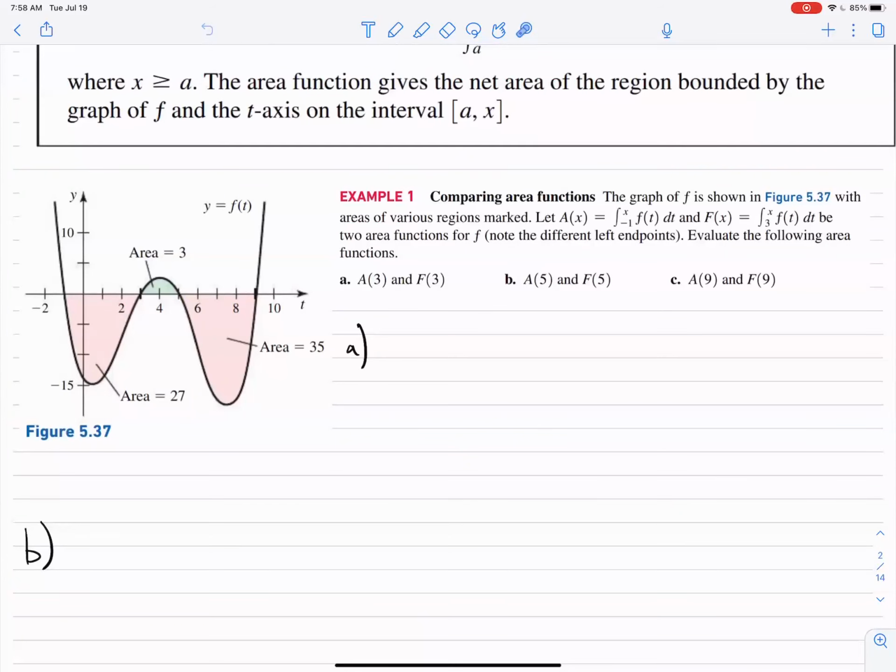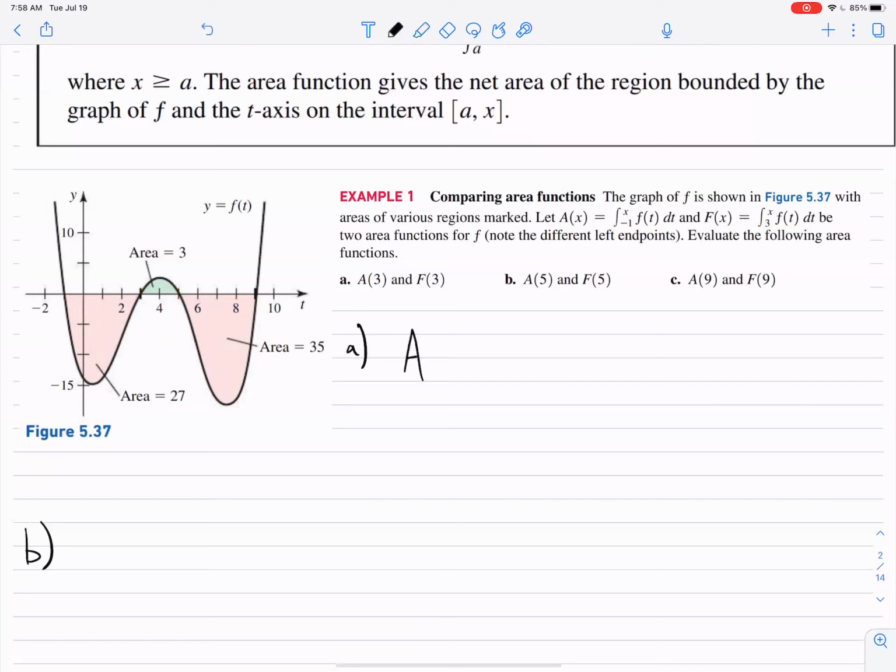They give us this graph. They tell us that this is an area of 27, this area 3, this area 35, and they want us to compute some area functions. We're going to try doing it with different left endpoints and see what happens. Capital A of x is the definite integral starting at -1. So we start at -1 and go all the way. And then capital F of x is the area function starting at 3.